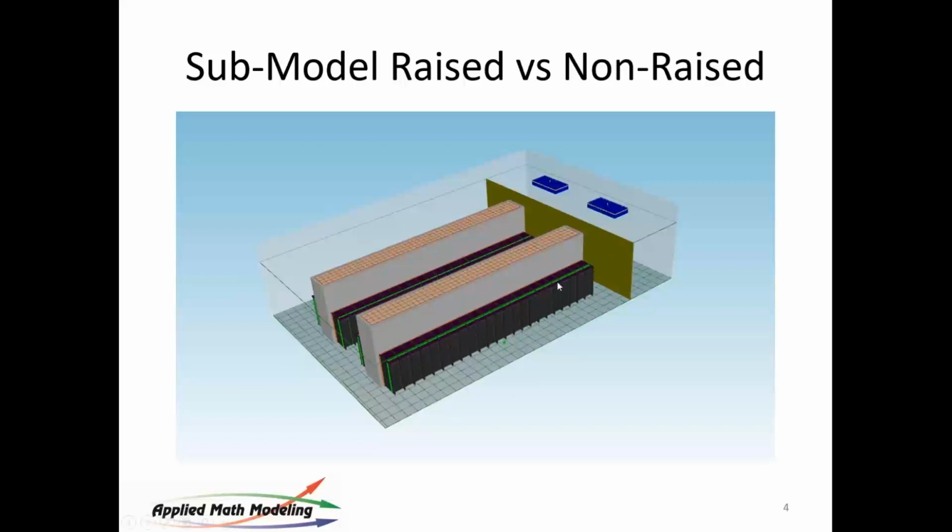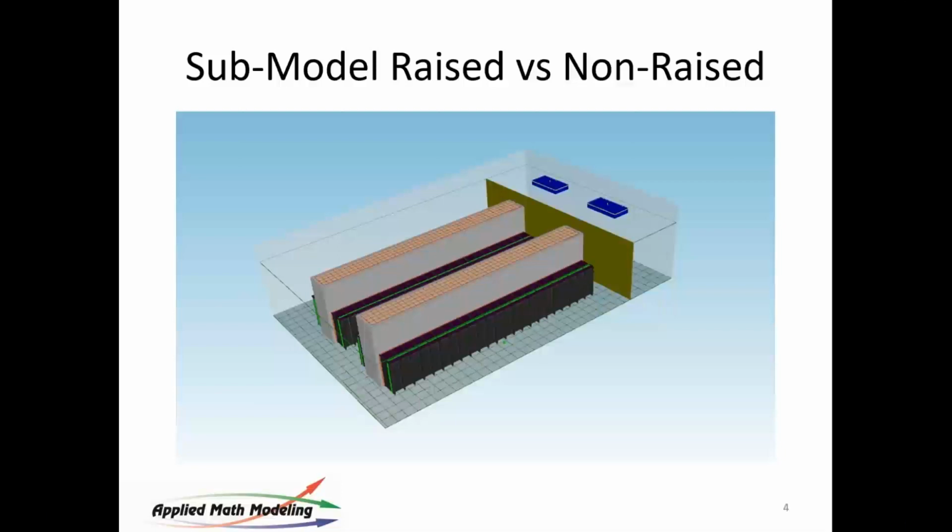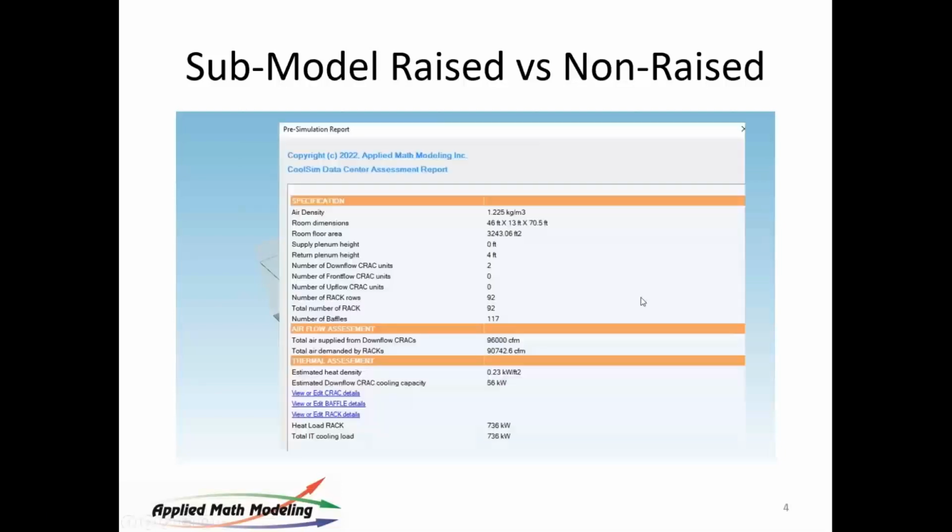So I'm going to show you that design, and then I'm going to pop open. Oh, let me do one last thing before I go. The parameters on this from the pre-simulation report are shown here. The pre-simulation report in CoolSim just allows you to make sure that your numbers are correct. The most important are these two right here.